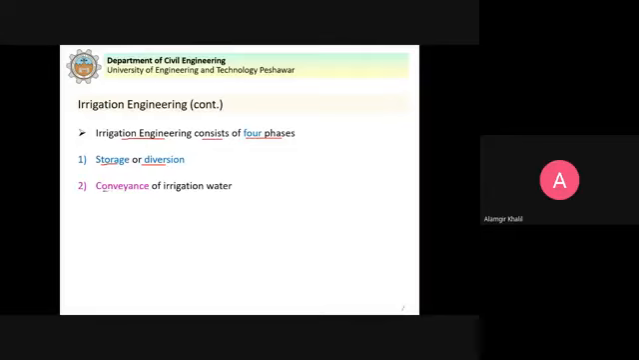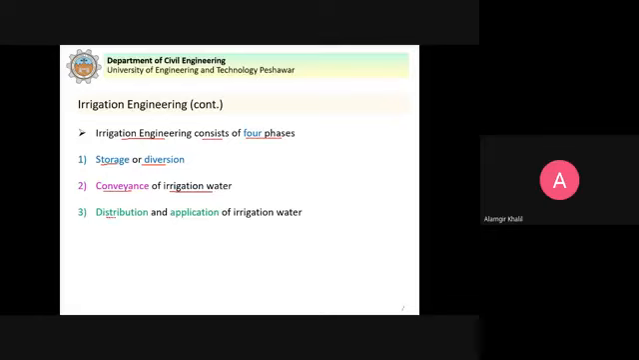The second phase is conveyance of irrigation water. So how will the water be conveyed? For this, we have to construct a network of canals that convey the water to the agricultural fields.